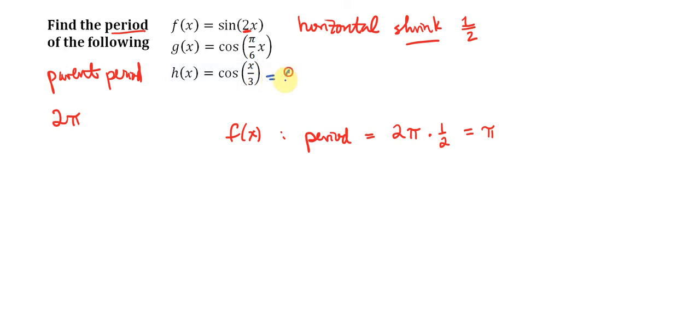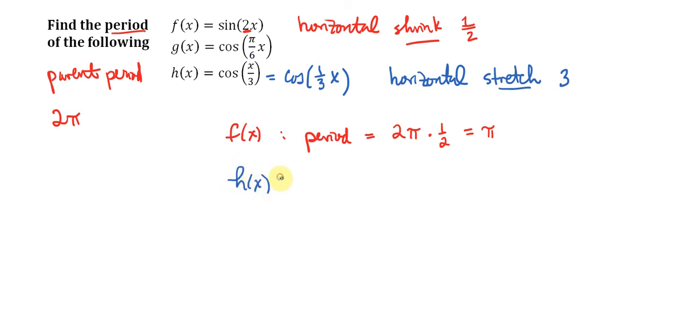I think it might be easier if I rewrite it this way. This is 1/3 times x, right? And so again, this is going to be a horizontal change, but this time it's going to be a horizontal stretch. Everything that is dealing with the horizontal is kind of backwards or counterintuitive. It's a horizontal stretch of not 1/3, but of 3. So for h of x, our period is going to be equal to 2 pi, because we always start out with 2 pi as the parent period, times 3, which is going to equal 6 pi.